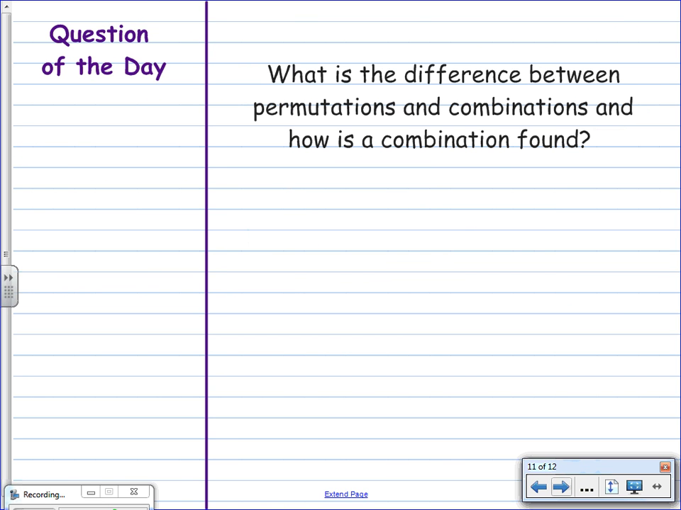Question of the day. Okay, what is the difference between permutations and combinations? So we've talked about permutations. You kind of know what it is. If you need to, look up the definition of it. I'm going to put a link on Canvas as a good place to find definitions, and it gives good definitions. And so you can look up there what the definitions of permutation and combination are. And then how do you find a combination? So the question is, what is the difference between a permutation and a combination, and how is a combination found?